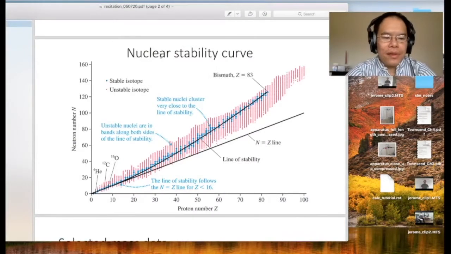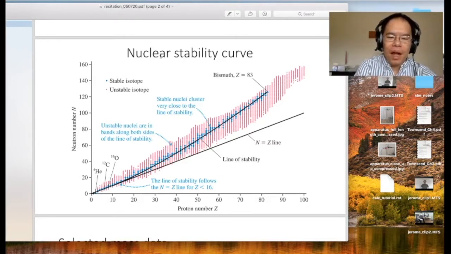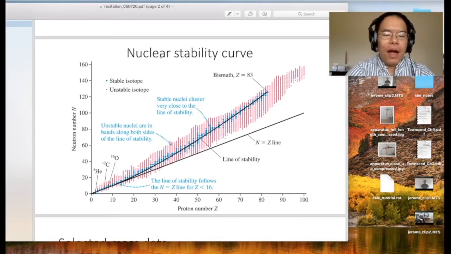A word about this graph. It's called a nuclear stability curve. So let me explain what we're looking at here. Nuclear isotopes are nuclei that have the same number of protons and hence the same atomic number, but different numbers of neutrons. So every dot here represents a different nuclear isotope that's known to exist.